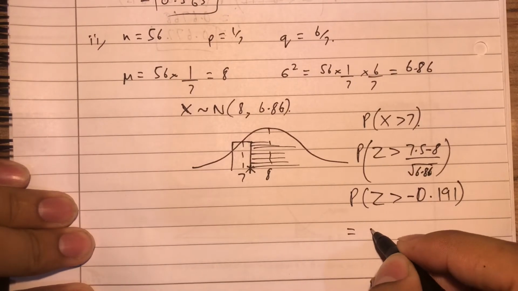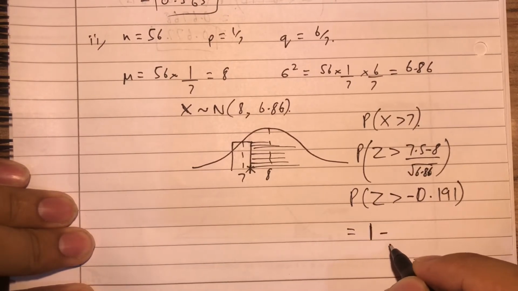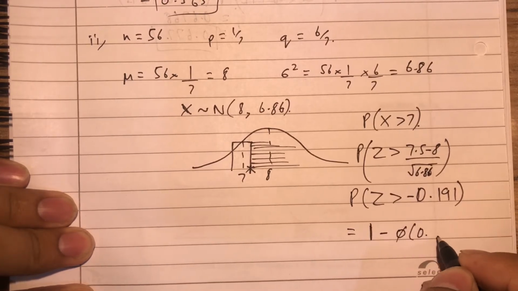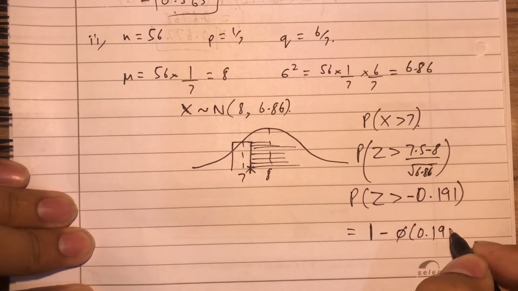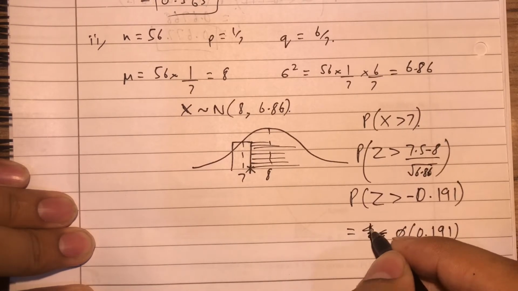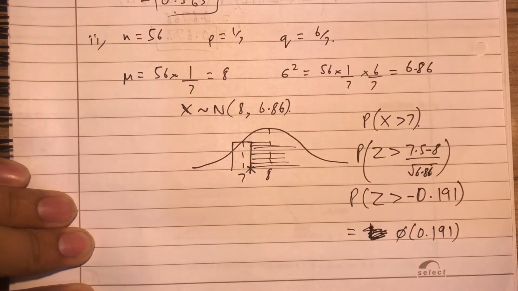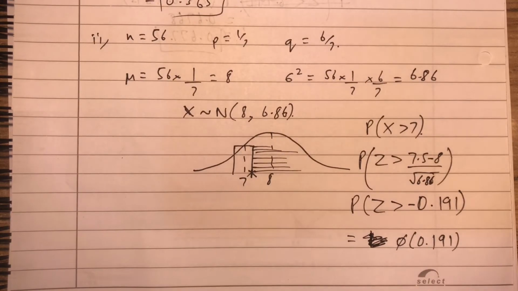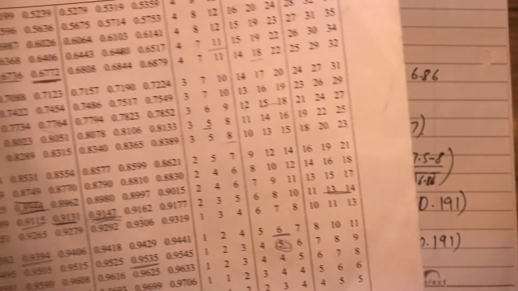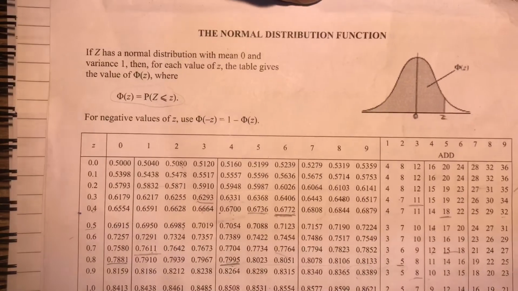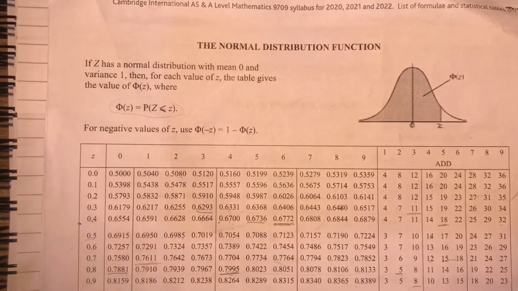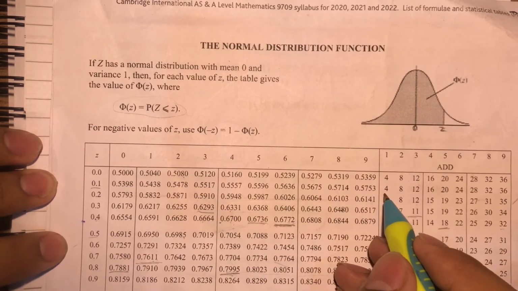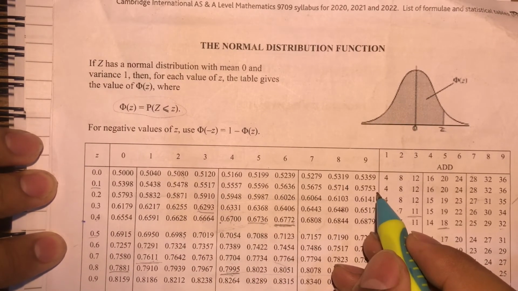This will be equal to 1 minus phi of 0.191. Sorry, it won't be 1 minus, it will be phi of 0.191, right? This has been done in the binomial normal distribution video, so you can see it from there. So 0.191, 0.1, then 0.19 is 0.5753, and then plus 1, 0.5757.